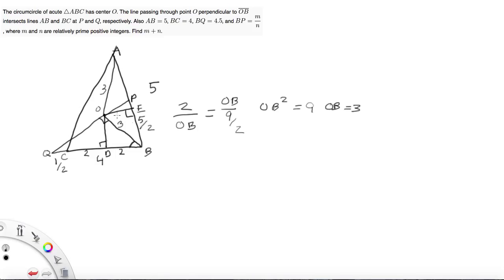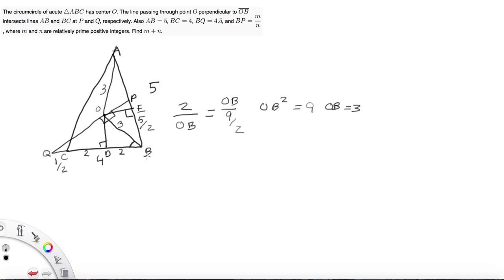Now right here we have another interesting relationship. We know that POB is a right angle, because the problem statement tells us that PQ is perpendicular to BO. And again, this is another familiar configuration, pretty much the same one we saw before with the other pair of similar triangles. We know that triangle BEO is similar to triangle BOP.